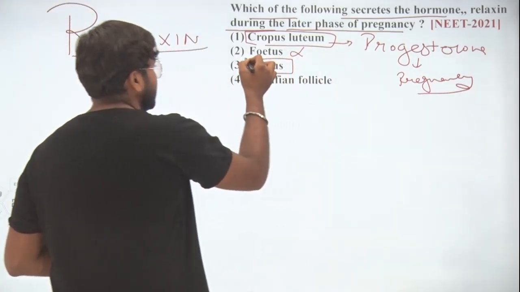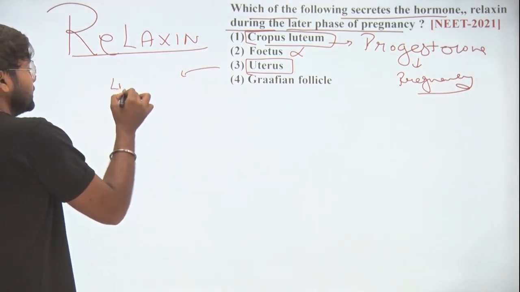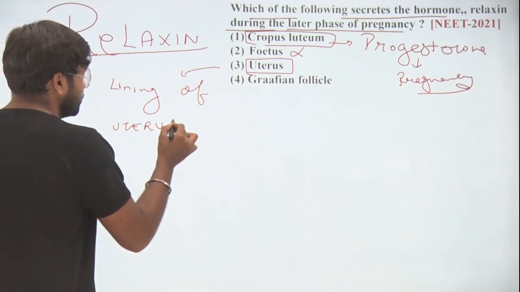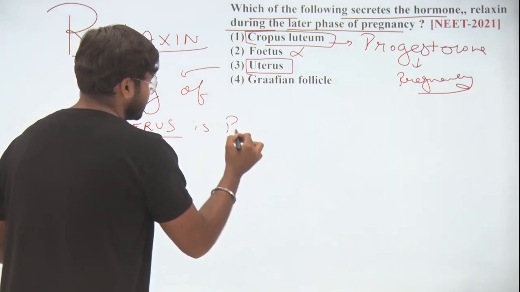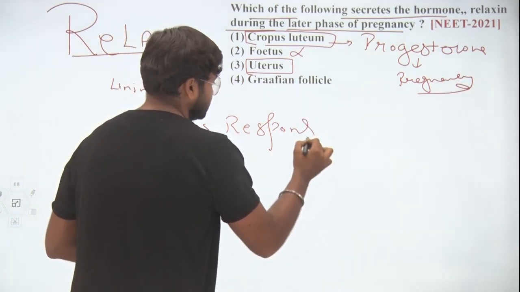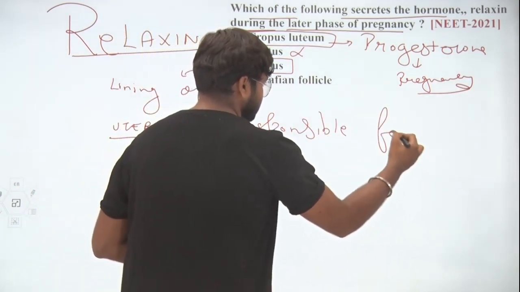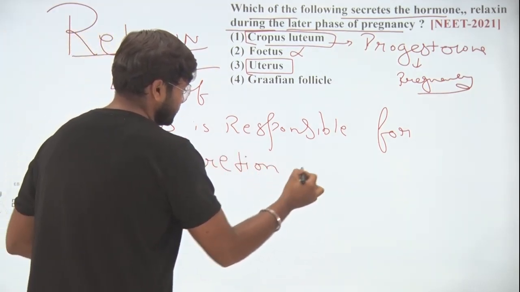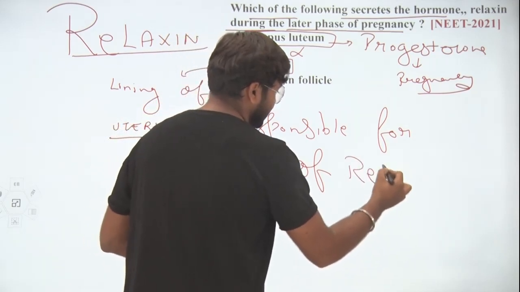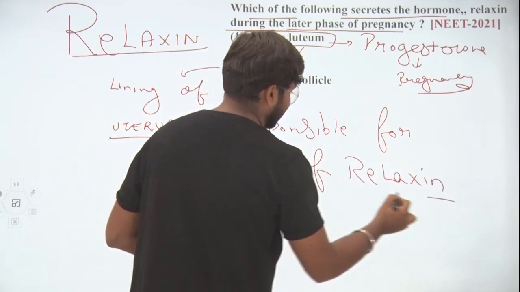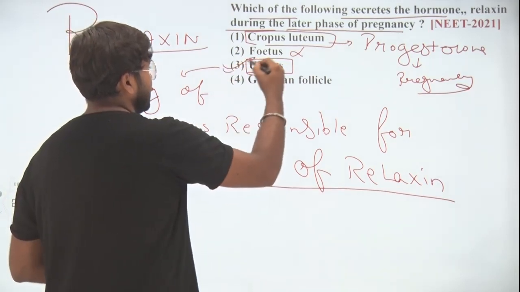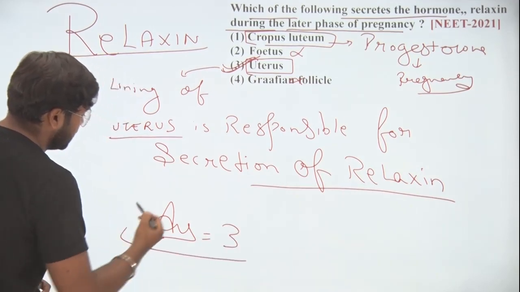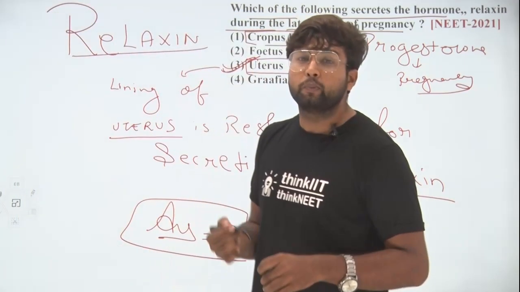The lining of the uterus is responsible for the secretion of the relaxin hormone. Clear? This is responsible for relaxin. So the third option is the correct one, not the Graafian follicle. It is incorrect. So your answer goes to what? The answer goes to third. It is a very interesting question from human reproduction.